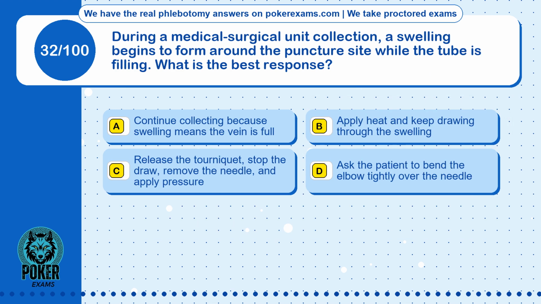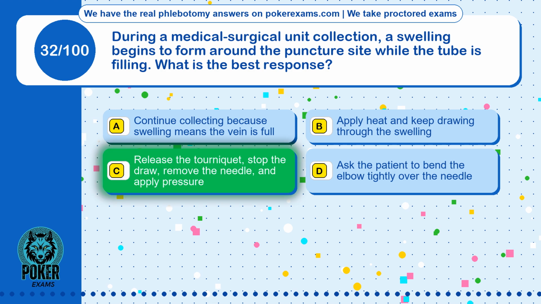Question 32. During a medical surgical unit collection, a swelling begins to form around the puncture site while the tube is filling. What is the best response? Option A. Continue collecting because swelling means the vein is full. Option B. Apply heat and keep drawing through the swelling. Option C. Release the tourniquet, stop the draw, remove the needle, and apply pressure. Option D. Ask the patient to bend the elbow tightly over the needle.